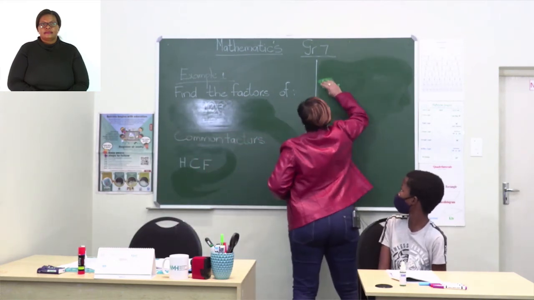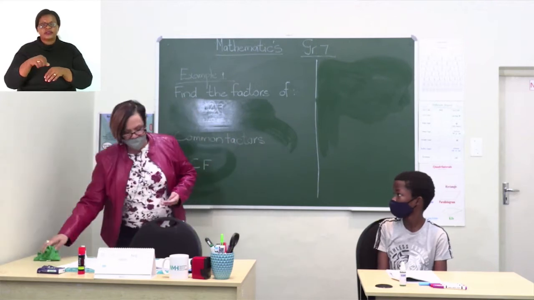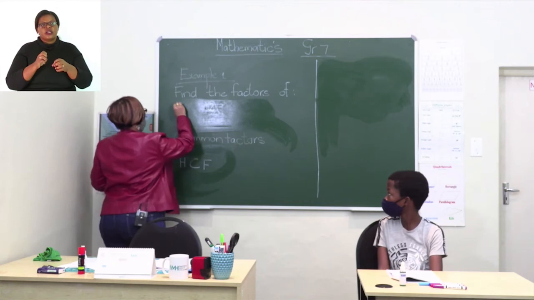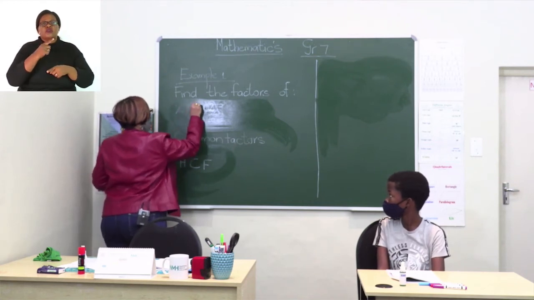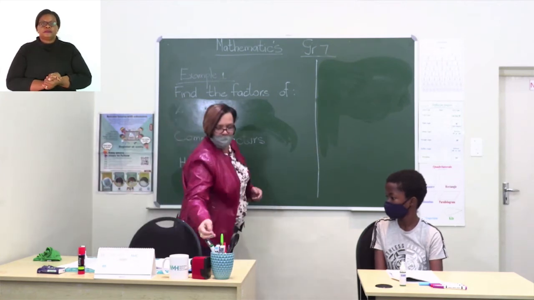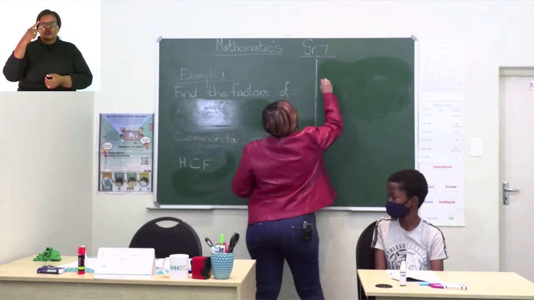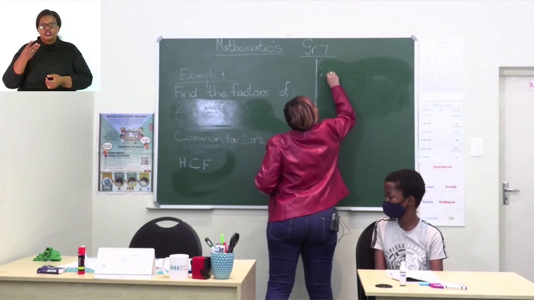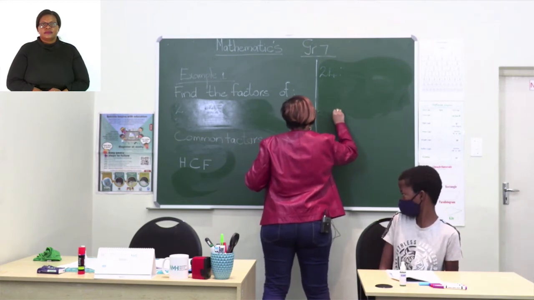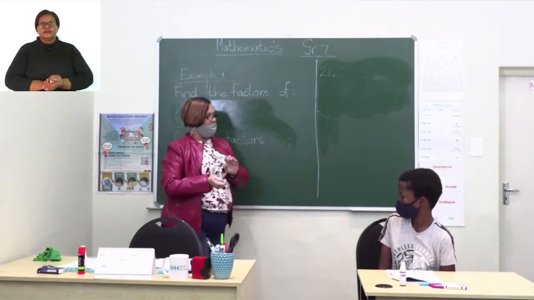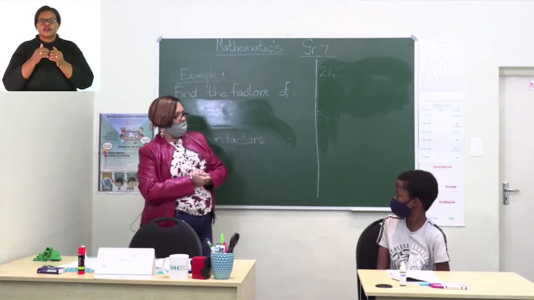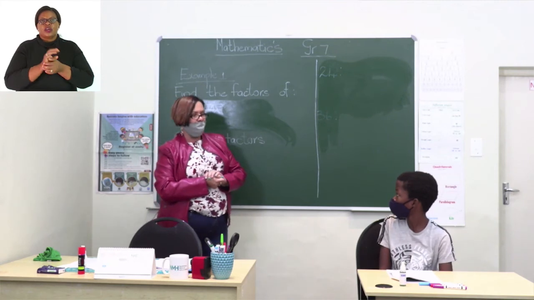Pomwene, are you ready? Right. Our last example is we need to find the factors of 24 and 36. So first we're going to write the factors of 24 and then we will write the factors of 36. Are you ready, my child? Right. Let's start with 24. What are the factors of 24?